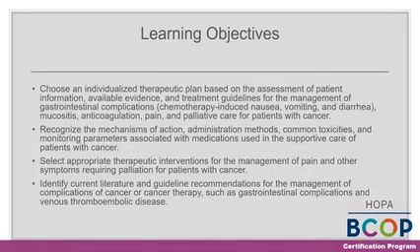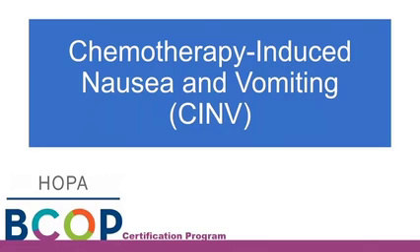We have several learning objectives to discuss through this module, focusing on choosing individualized therapeutic plans for patients with GI complications, including nausea, vomiting, diarrhea, mucositis, anticoagulation, pain, and palliative care in patients with cancer. We'll also cover materials that deal with medications used in the supportive care setting and select appropriate therapeutic interventions for the management of pain and other symptoms that require palliative care. Finally, we'll identify some of the current literature and guideline recommendations used for the management of complications for cancer and cancer-based therapies.